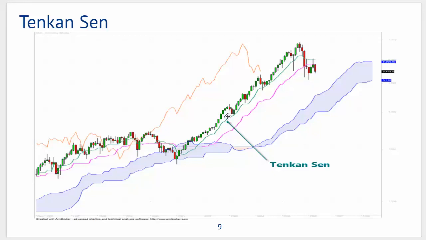Very different type of calculation, and shouldn't be called a moving average because it's not, but it's actually the equilibrium between the highest price that price action has reached over a period of time plus the lowest point that price action has reached over a period of time, and we work out the average of it, and that's what determines the Tenkan-sen.